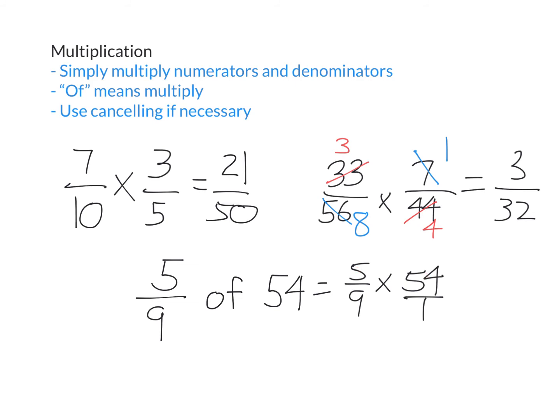Let's try and cancel. 54 and 9 have a common factor of 9. 9 divided by 9 is 1, and 54 divided by 9 is 6. That just makes it so much easier. Instead of doing 5 times 54, we're doing 5 times 6. You can cancel anything on the top with anything on the bottom as long as they have common factors. So now I just get 5 times 6 is 30. 1 times 1 is 1, but I don't really need to write that. 30 over 1 is the same as 30, so it's much simpler to just write 30. And then we're done.